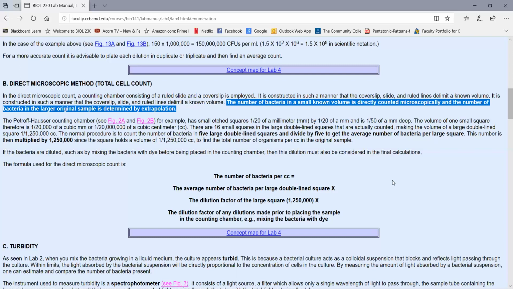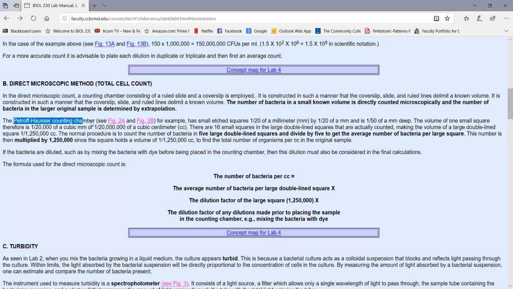So the special counting chamber is called a Petroff-Hauser counting chamber. And these are quite expensive, something like $600 a piece. So we're not going to do the actual count, but you should be able to do a hypothetical problem.